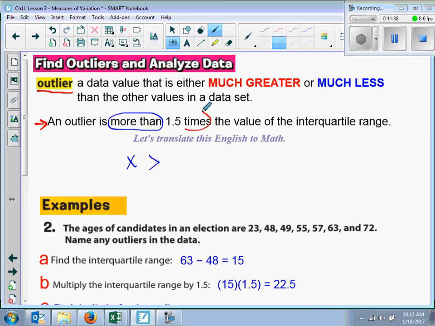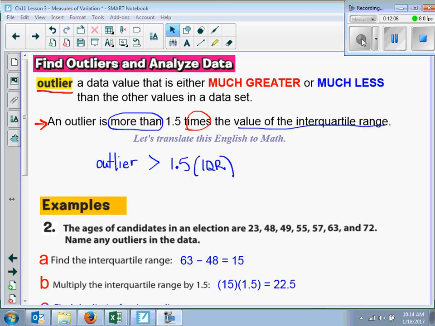Times. That tells me what? Multiply. Okay, so we're going to multiply 1.5 times the value of the interquartile range. So it's going to be 1.5 times the IQR. That is going to give us the outlier.